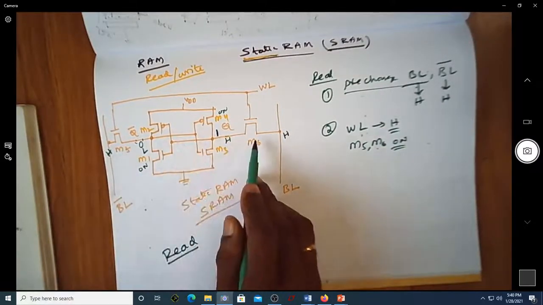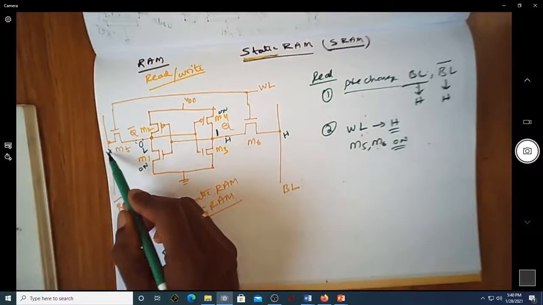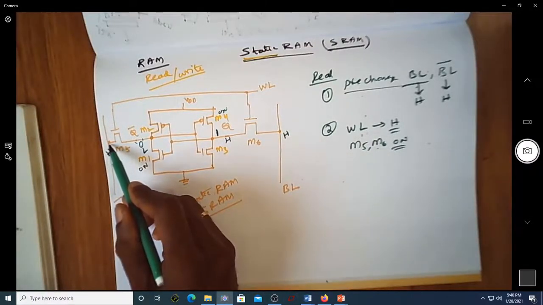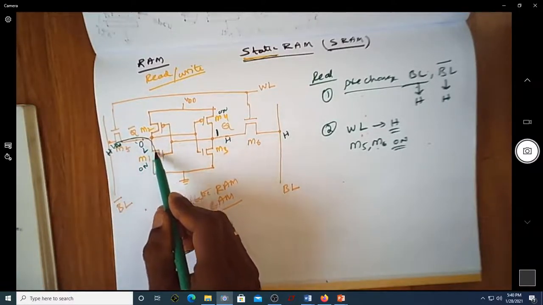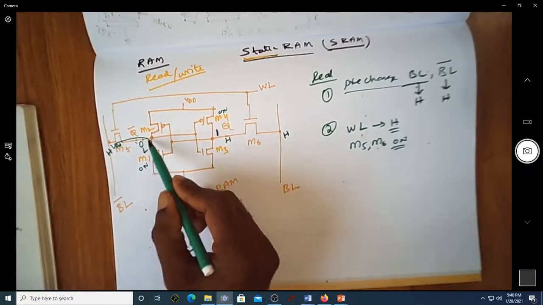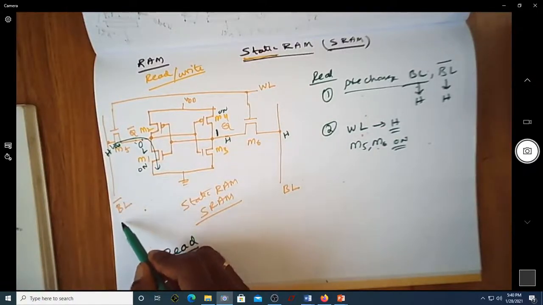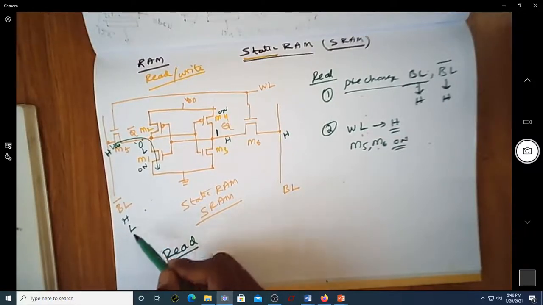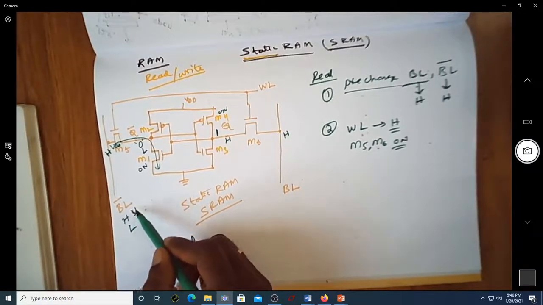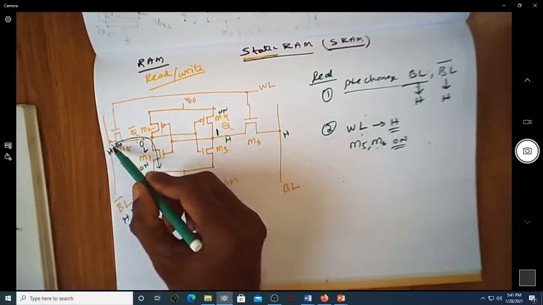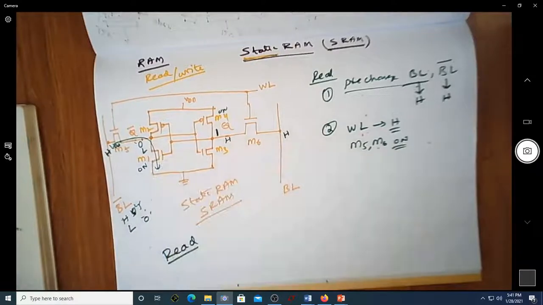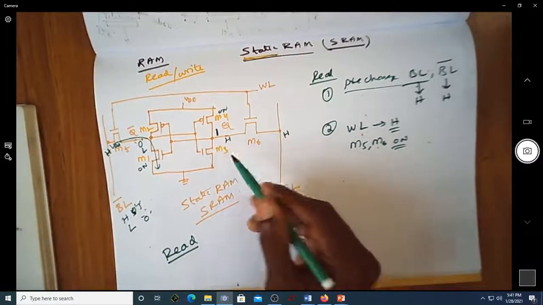Since M5 is on and M6 is also on, whatever VDD you have here is going to discharge through this transistor, and the pre-charge value which was high will become low. Whatever logic 1 you had will become logic low because this is being discharged. Now let us try to see what happens to this.